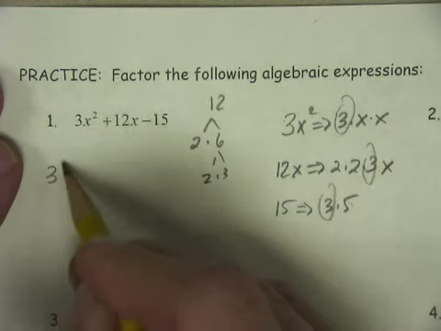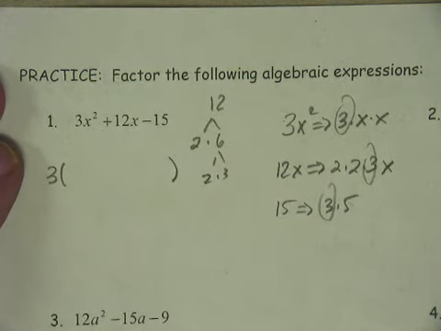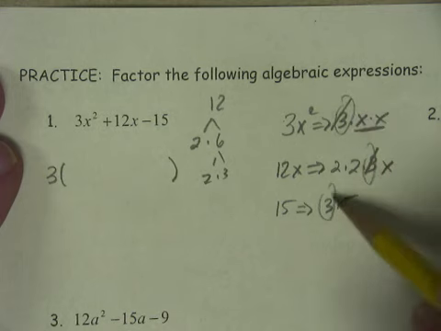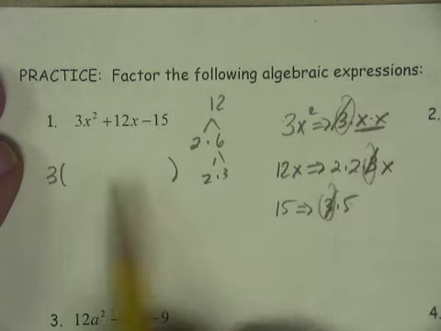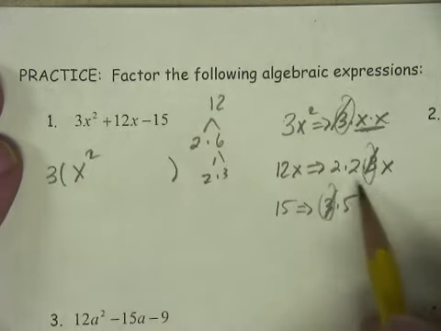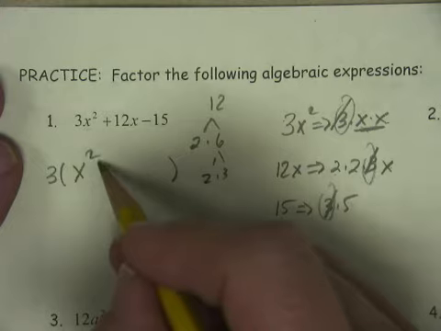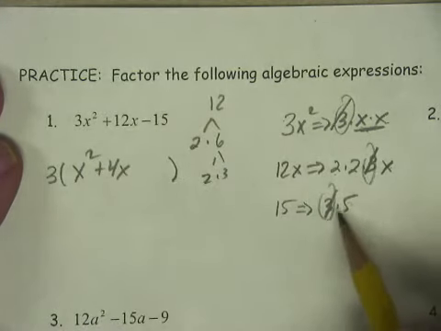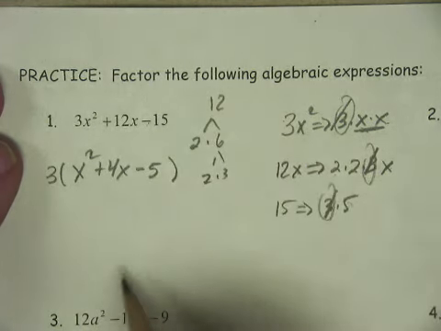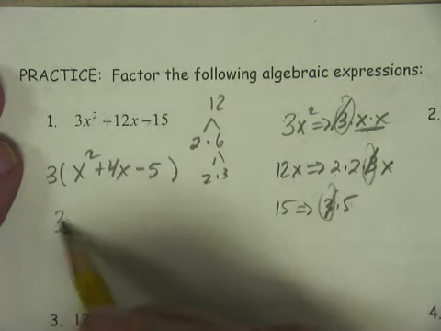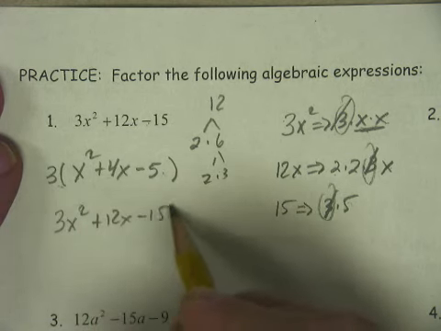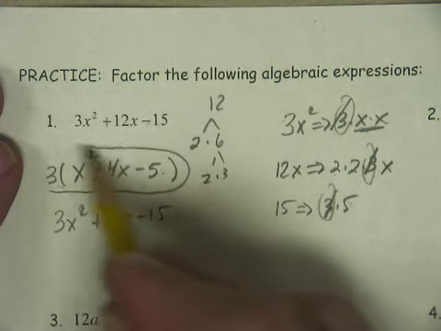So remember what I do is I put the greatest common factor on the outside of a parenthesis, and then whatever's left is what goes inside the parentheses. So I got x times x, and that's x squared. I have 2 times 2 times x, that's 4x. And then I have 5. And I got to remember to bring down the minus sign, so minus 5. I can check it. 3 times x squared is 3x squared. 3 times 4x is 12x. And 3 times negative 5 is negative 15. And that gives me the original, so I know I've got it right.